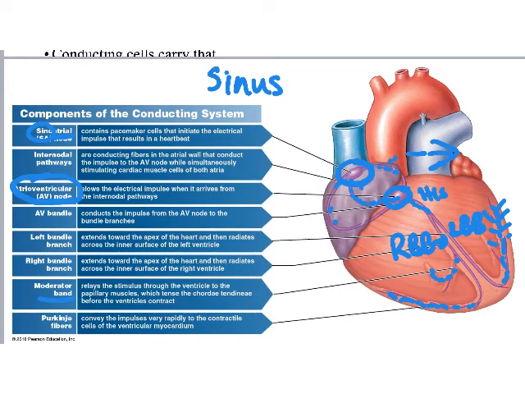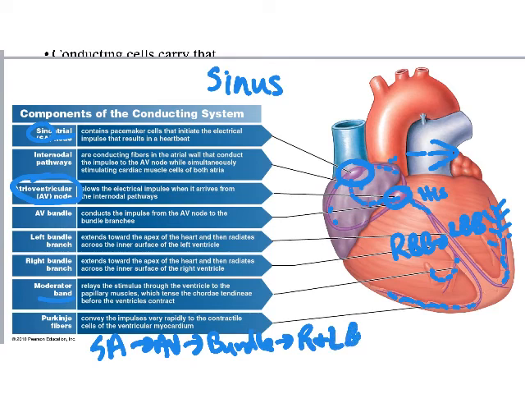So you need to know SA node to AV node to AV bundle or bundle of His to right and left bundle branches and to Purkinje fibers, okay? So that's kind of what I want you to learn from here.